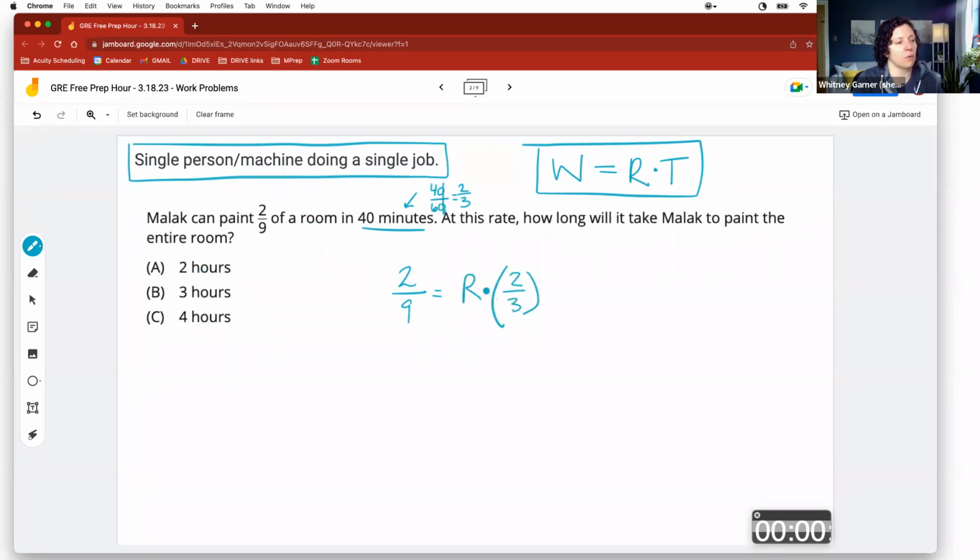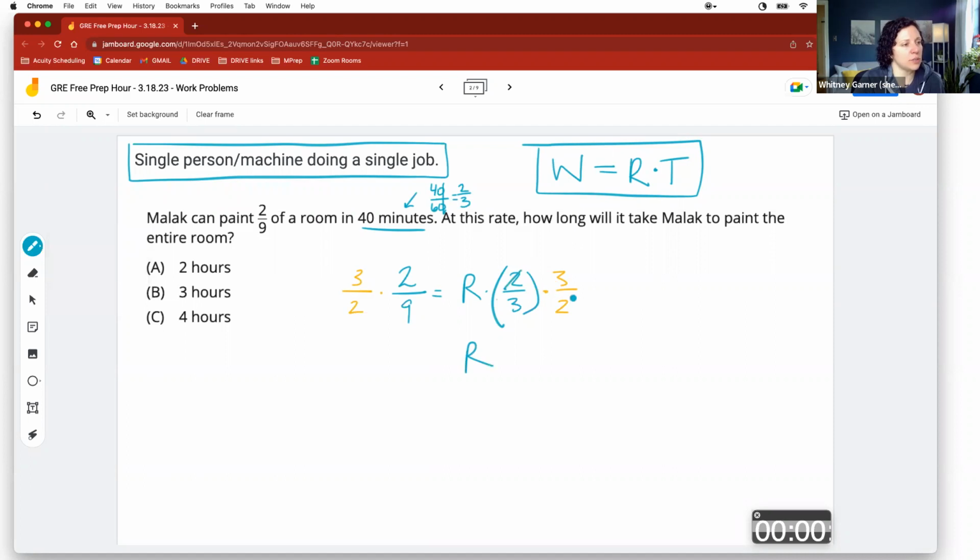It means that we're missing the rate. To find the rate, we're going to multiply both sides by the reciprocal. That's how we get rid of fractions on one side, multiplied fractions. So we're going to multiply both sides by this reciprocal.